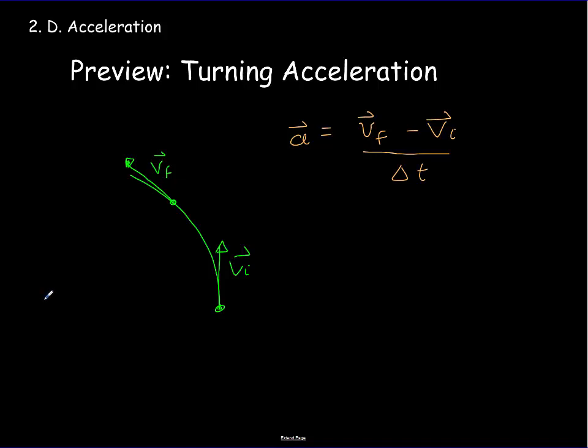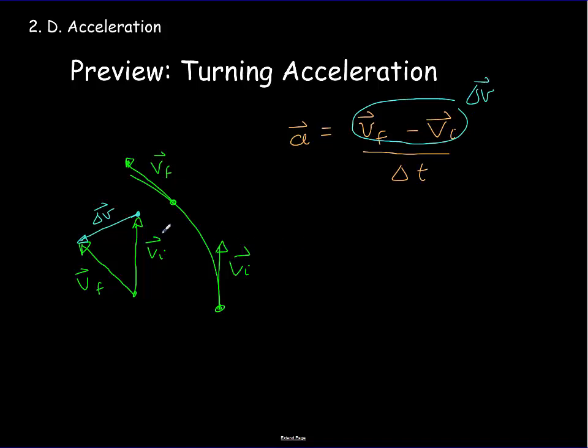how we subtract vectors. We can join them tail to tail, like so. Here's vi, here's vf. And the subtraction of the vectors goes from that initial velocity vector to that final velocity vector. This would be the vector delta v. This here, that would be the vector delta v. And then we'd divide that vector by delta t, and we'd get the vector for the acceleration.